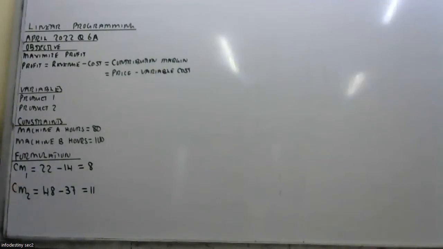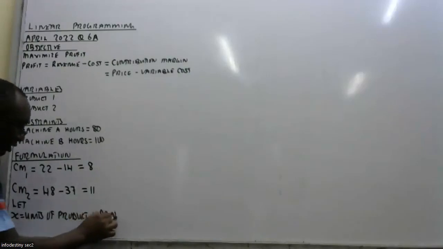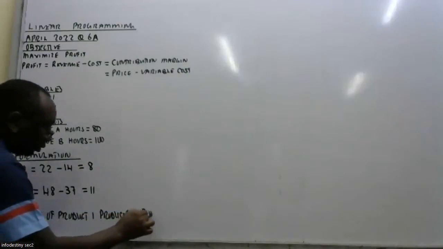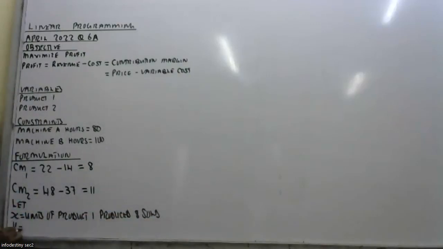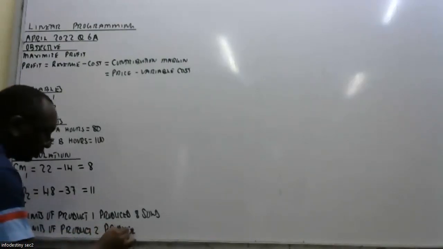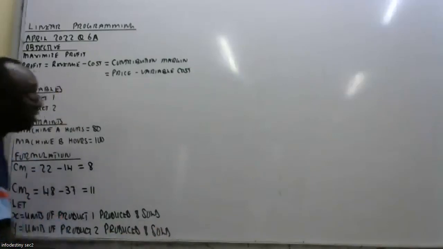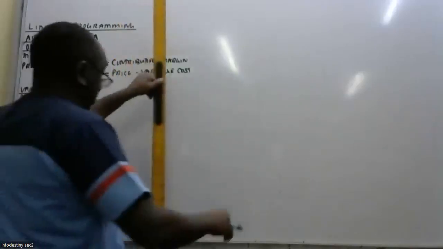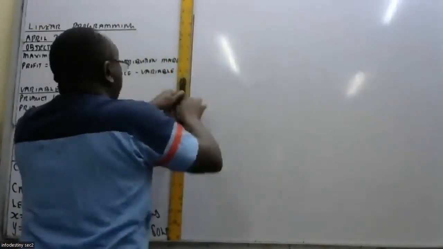Some questions will have the contribution margins computed for you. From there, let X be the units of product 1 produced and sold, and Y be the units of product 2 produced and sold.